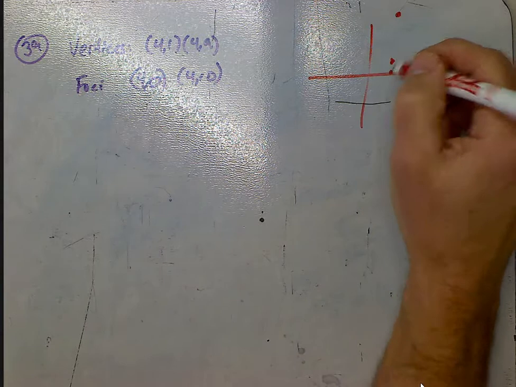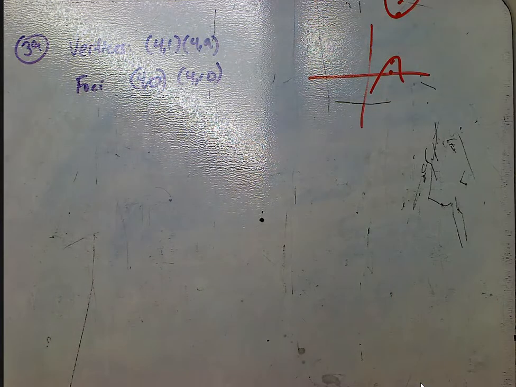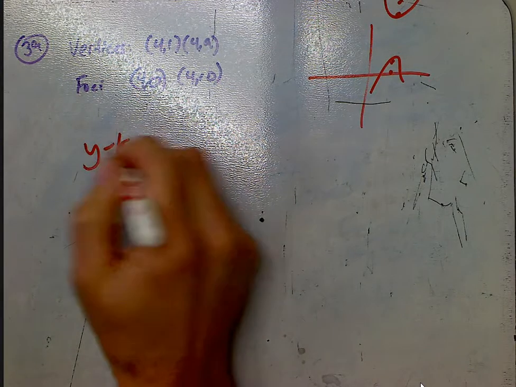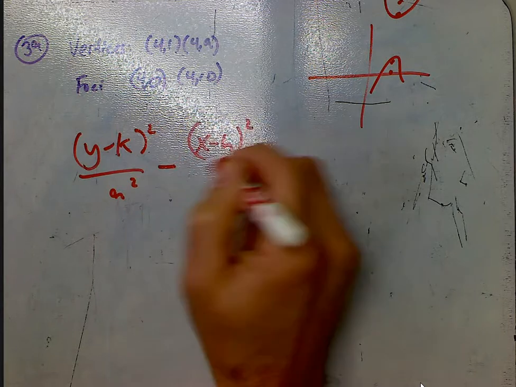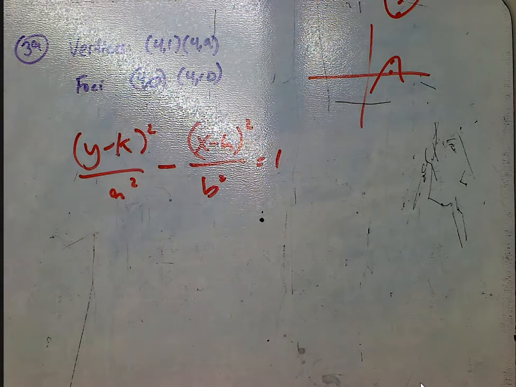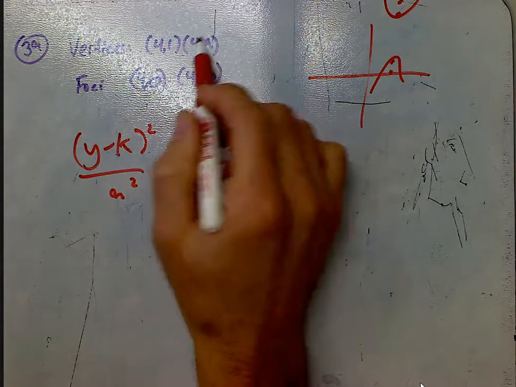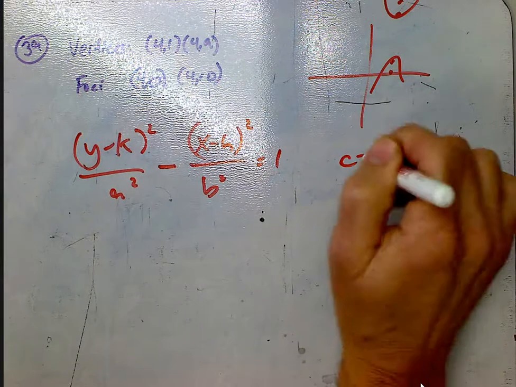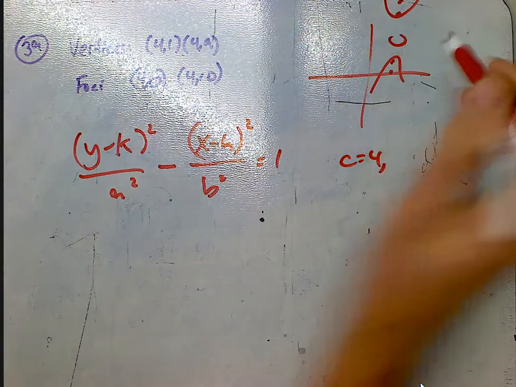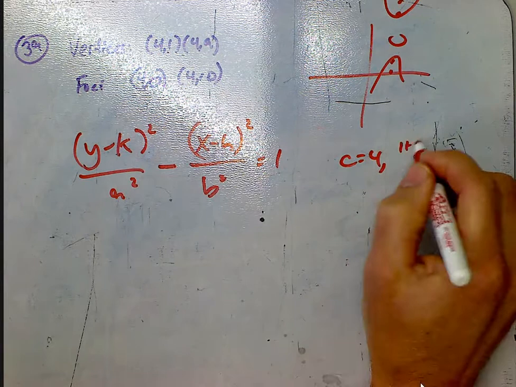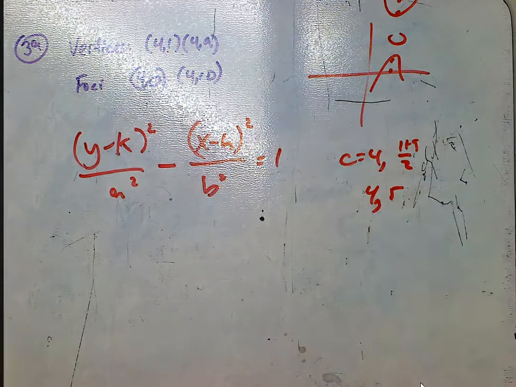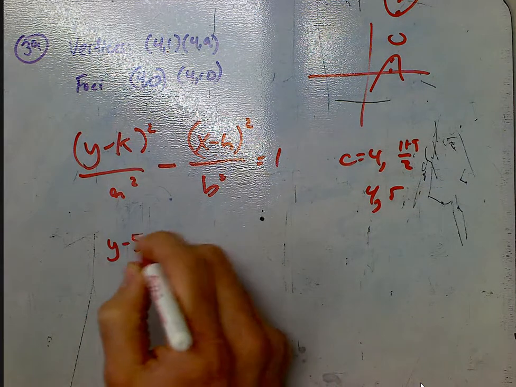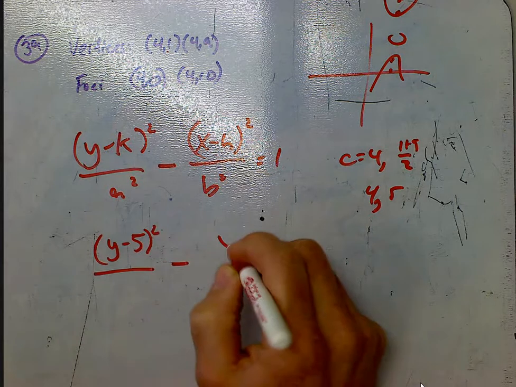So it actually opens up like that, which tells me it's going to be the form y minus k quantity squared over a squared minus x minus h quantity squared over b squared equals 1. To find the center, it's halfway between the two vertices. So the center is going to be at 4, comma 1 plus 9 divided by 2, which makes it 4, comma 5. So k is 5, y minus 5 quantity squared minus x minus 4 quantity squared equals 1.